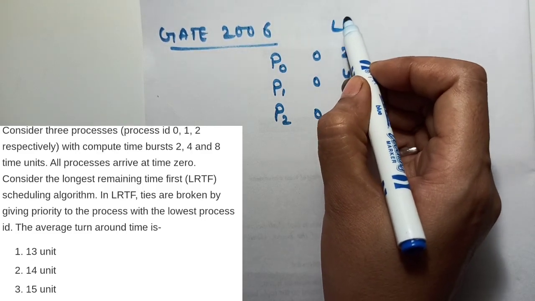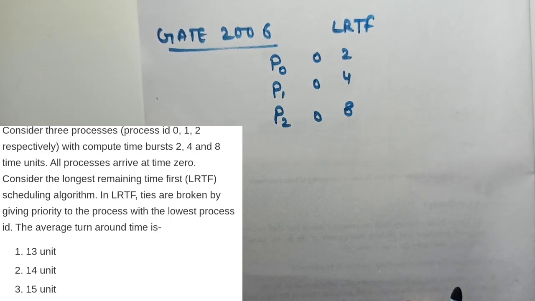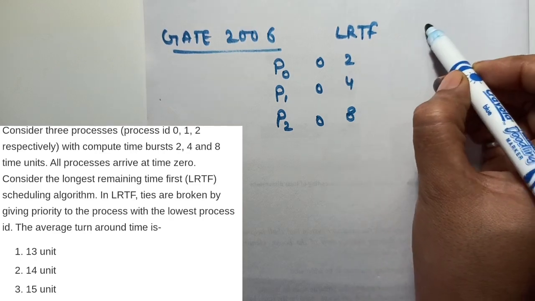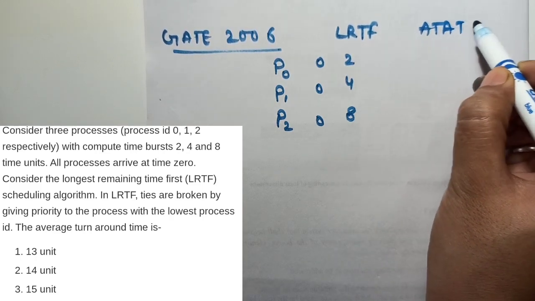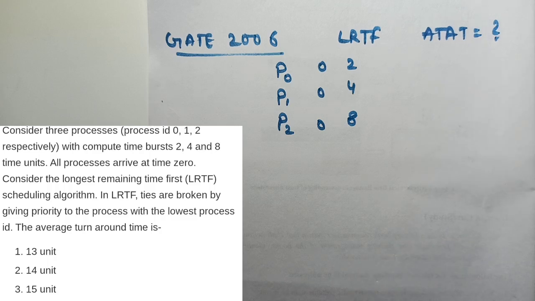Consider the LRTF algorithm. We have to solve this question using LRTF, and if there is a tie, ties are broken by giving priority to the process with the lowest process ID. It is saying that the process with the lowest process ID will be given priority first, as mentioned here. Okay, so we have to calculate the average turnaround time here. So it is a small question: we have to schedule and then find the completion time and turnaround time to solve it. So let's schedule it.